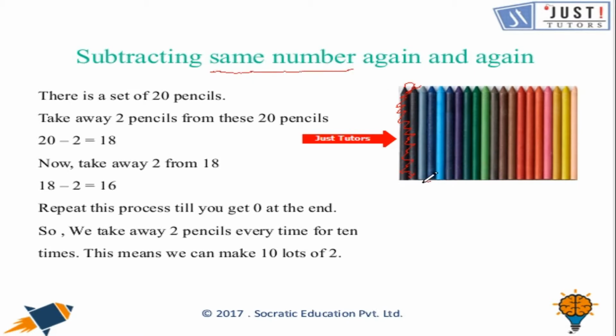Now we are left with 18. Why don't we subtract 2 again? If we take away 2 from the left part, that's 18, then we'll be left with 16. So we can repeat this process till we get 0 in the end. So we take away 2 pencils every time for 10 times. That means 10 lots of 2, that's equal to 20.